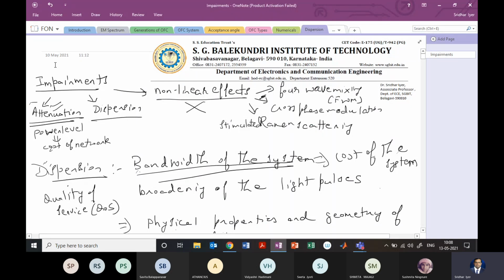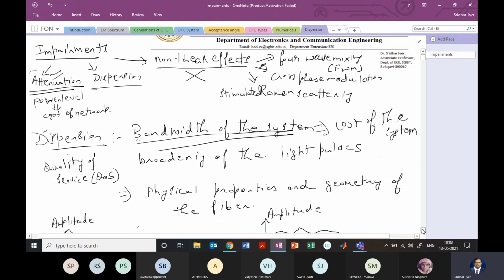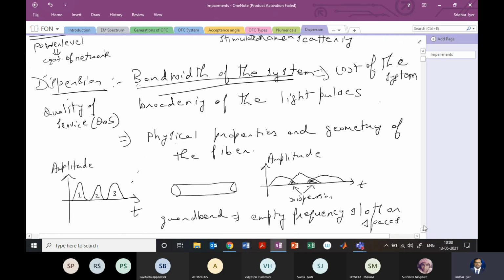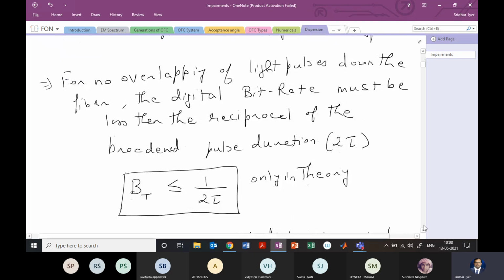So we were discussing the impairments in the fiber. We are already done with attenuation, and we had started discussing the dispersion aspect, which broadens the pulses that travel over a distance of the channel. So in this case, the pulses in the form of light are going to be broadened as the light propagates through the fiber, right?